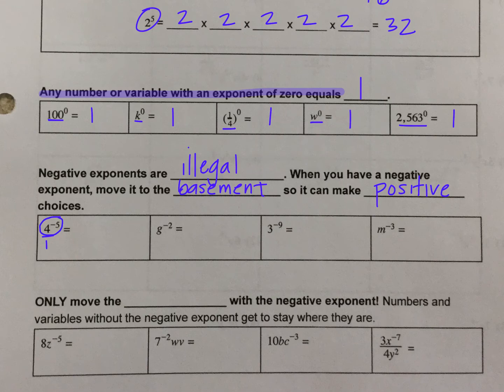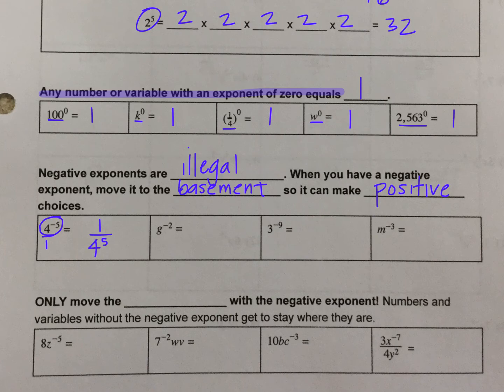So that means if it wants to be positive, it has to go to the basement or the bottom of the fraction. So if I move the 4 down here, I get to make the 5 positive. And we always know when we have fractions, we have to use a space filler if one of the parts doesn't have it. So we just put a 1 up top. So 4 to the negative 5 is an illegal answer. The legal answer would really be 1 over 4 to the 5th.